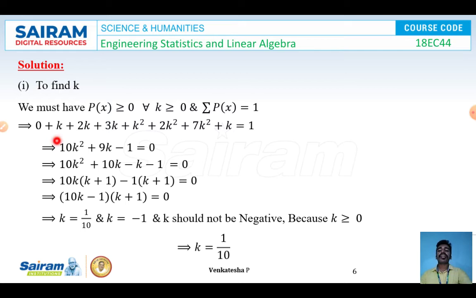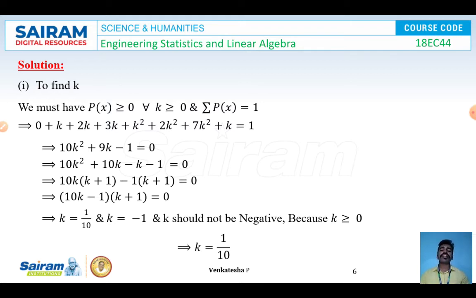0 plus k plus 2k plus 3k plus k square plus 2k square plus 7k square plus k is equal to 1. After adding all this, we'll be getting 10k square plus 9k is equal to 1. I'm going to shift the 1 to LHS. We'll be getting the equation 10k square plus 9k minus 1 is equal to 0. So now we have to factorize this equation.